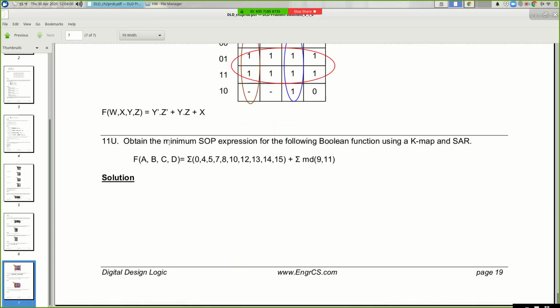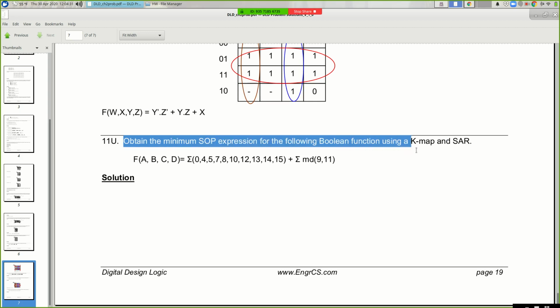Well, the goal is to find a minimum sum of products, right, for this equation. And so the MD terms just mean those are don't cares. So the values for F corresponding to minterms 9 and 11 are don't cares. But the original question says, find the minimum sum of products using a K-map and then find the minimum sum of products using SAR. So just ignore those last two words, and just obtain a minimum sum of products for the following Boolean function using a K-map. That's the question I want you to tackle.